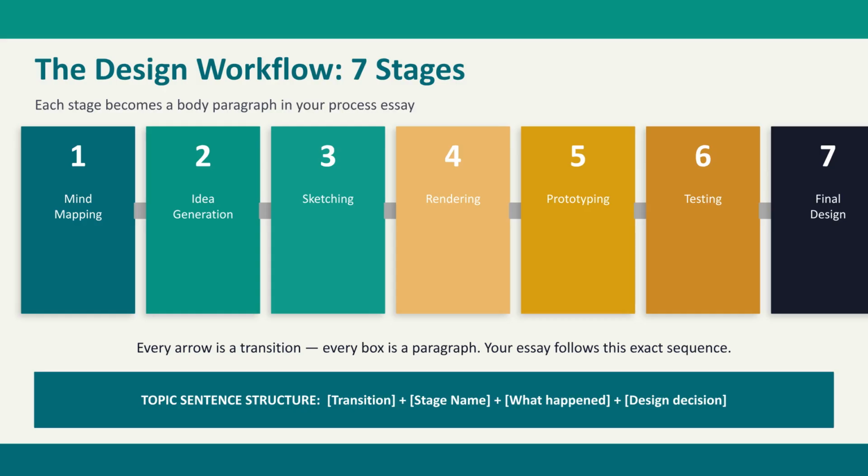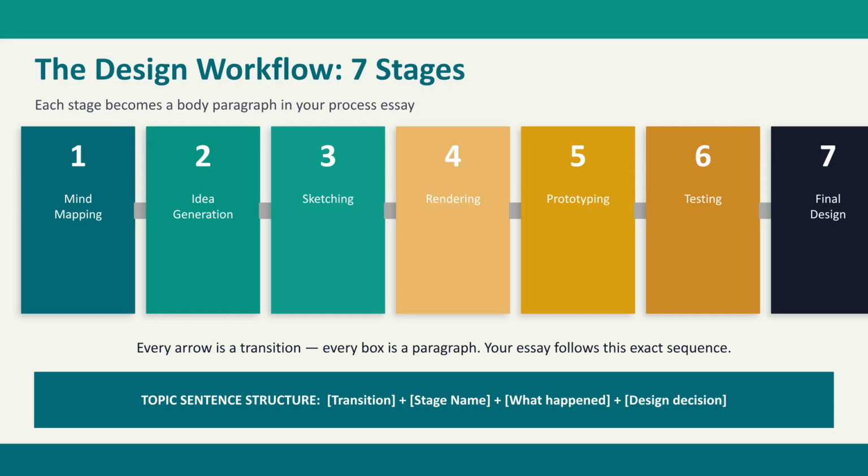Stage 4. Rendering. You've chosen your strongest concept, and now you're visualizing it in detail. This paragraph explains how rendering helped you clarify or revise the design. Stage 5. Prototyping. Now you're building. Physical or digital, this is where theory becomes reality, and problems you couldn't see in a drawing suddenly appear. This paragraph is often the most dramatic, because things go wrong, and you have to solve them.